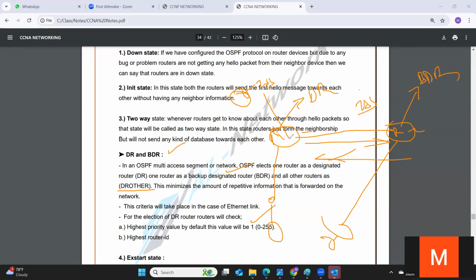If you configure 255, this router will always be the DR router. If you configure this value as 254, this will always be the BDR router. Likewise, it will be elected. If priority is the same, by default priority being one, then it will check the highest router ID, as we discussed how the router ID is configured. For example, if one router has 100.100.100 something and another has 99.99.99, it will be elected based on the highest router ID.